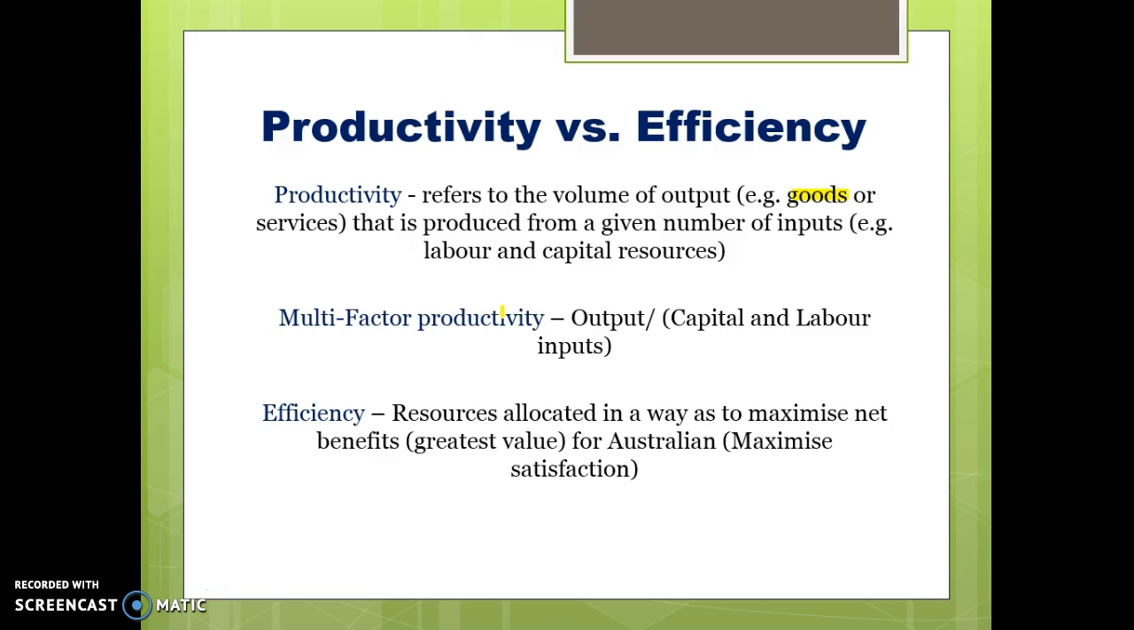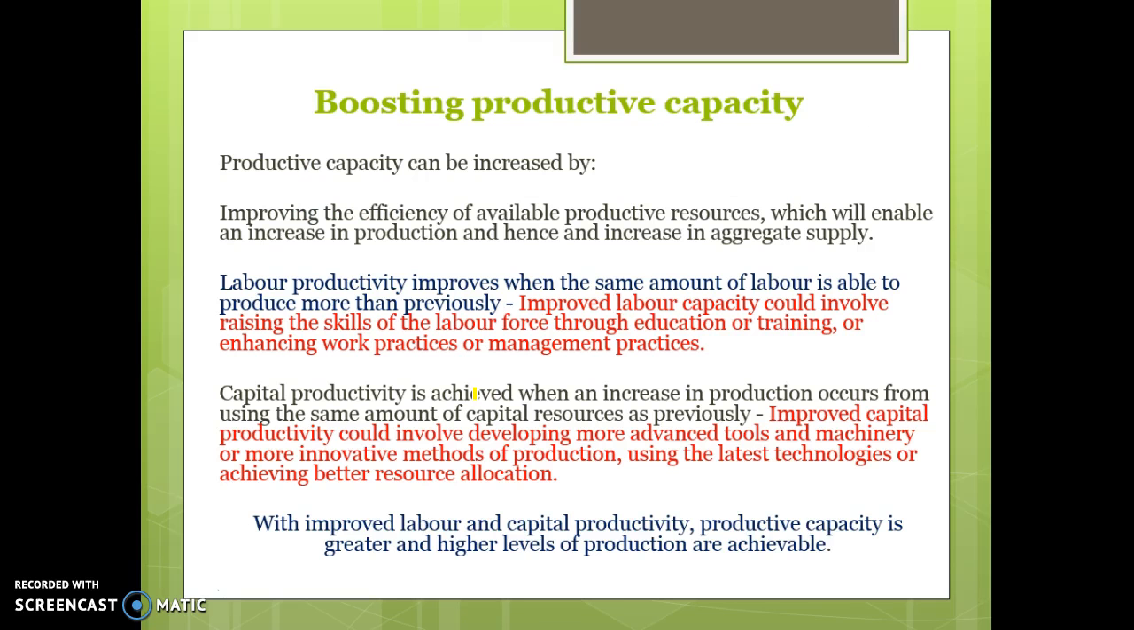Efficiency is not just about output per unit of input, it's about using our resources in a way that maximises the net benefits for society and maximises our living standards. It's all about reducing opportunity cost and maximising the living standards of society. Productive capacity can be increased by using either our capital or our labour resources more efficiently.